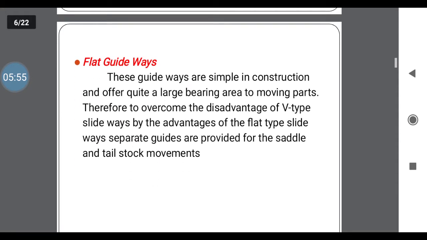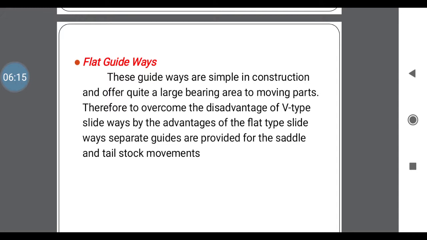The next type is the flat guideways. The name itself indicates that it is flat in construction, or simple in construction. Compared to the V type, these are flat or straight. They have a quite large bearing area for moving parts. They are mainly used for holding devices on flat surfaces.